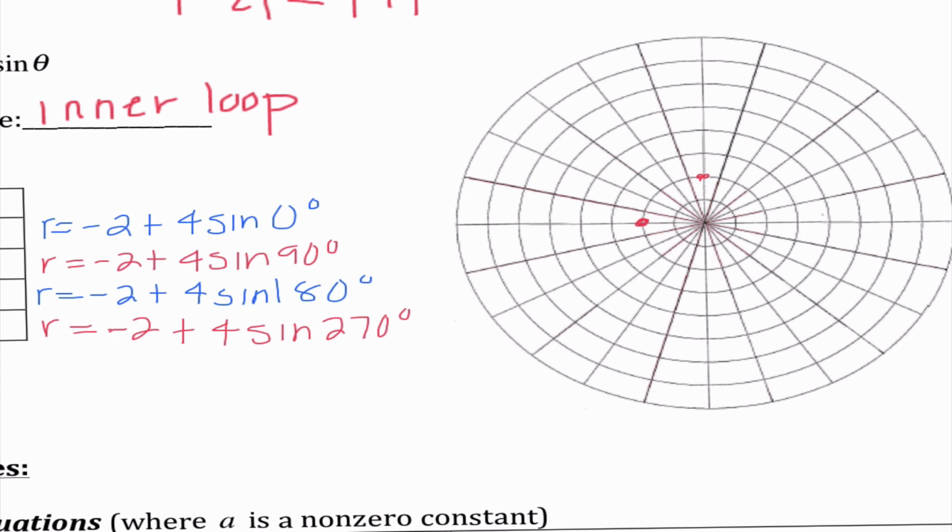Negative 2, 180. And negative 6, 270. So what we're going to notice when we have an inner loop is that we will have 2 points that are on the same axis. So we'll have 2 points that are on the positive x-axis or the positive y-axis or negative x-axis, negative y-axis.